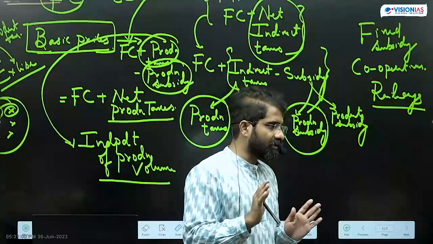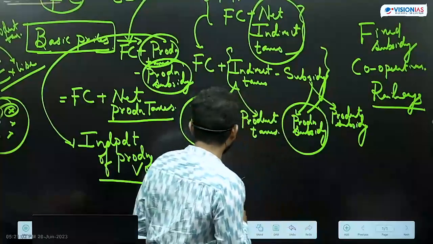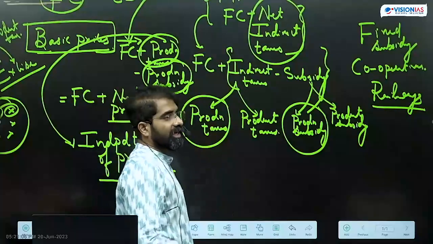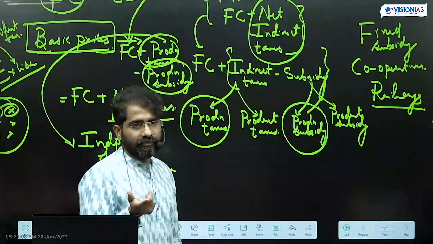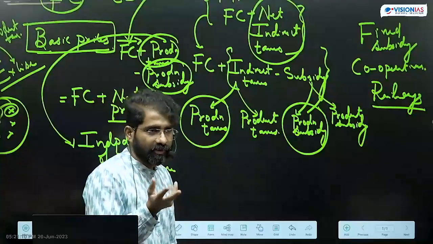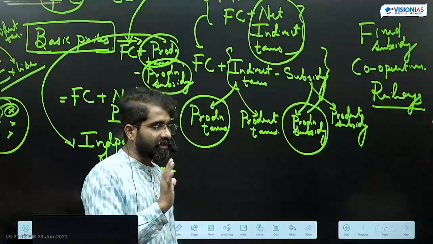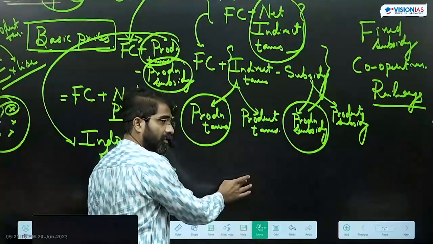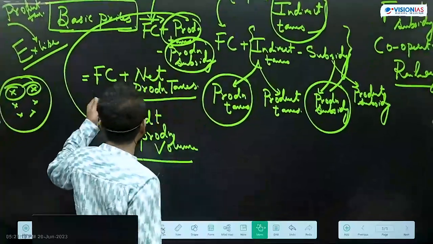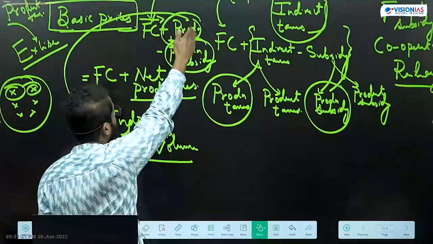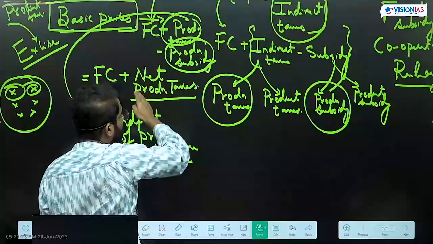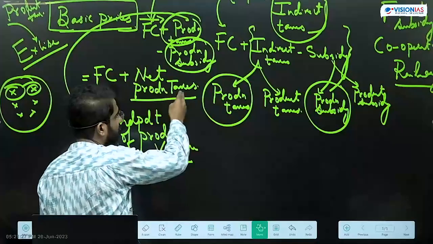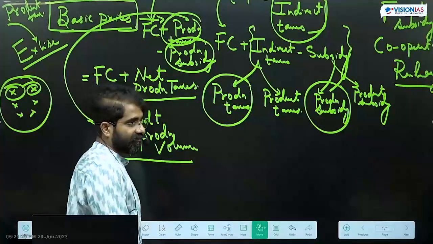Is this clear? So when I use the word production tax or production subsidies, these are independent of production volume. Irrespective of how much you produce, the value always remains the same. So here what we have written: basic price is equal to factor cost plus net production taxes. Net production tax means production tax minus production subsidy.